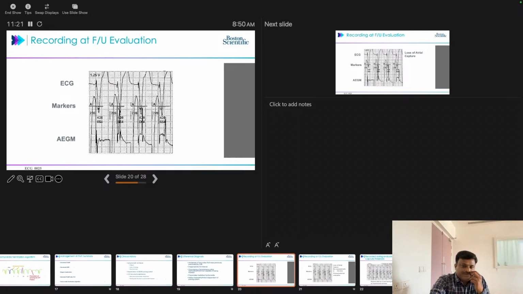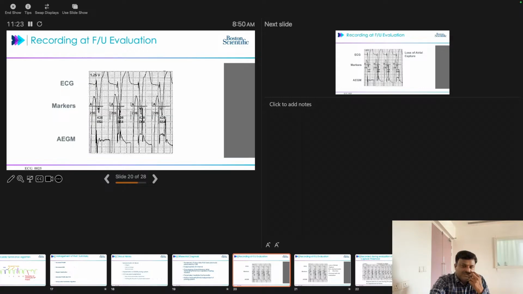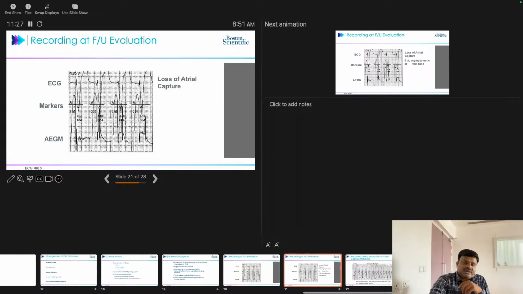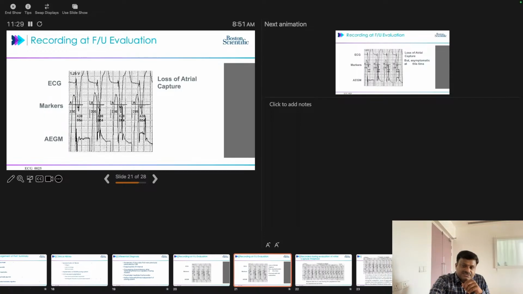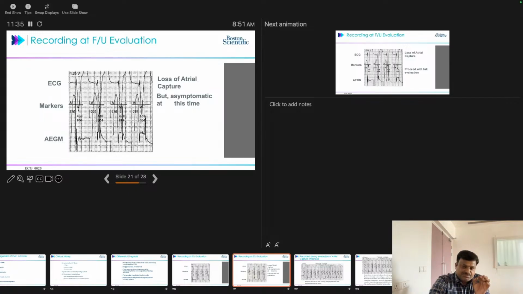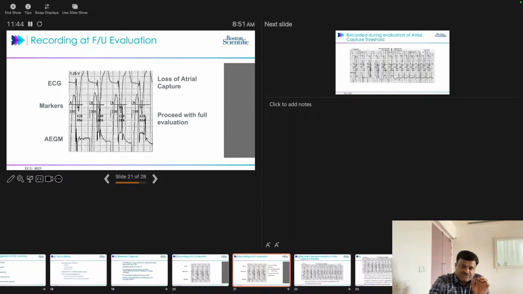So you will be able to see, I apologize for the clarity of this. So the patient came for follow-up. While observing the patient, this is the loss of capture. I will take you to the next slide. But asymptomatic at this time. So the patient had a loss of capture in the atrium, but the patient is asymptomatic. Going to the next slide.